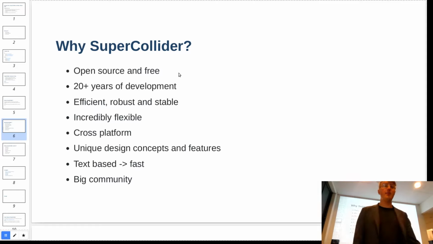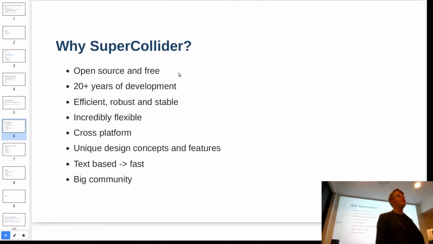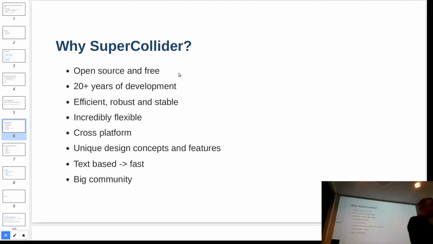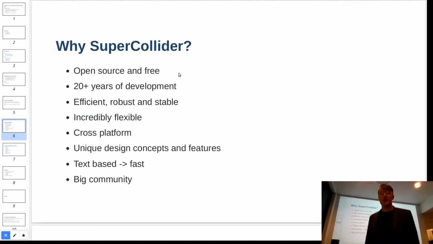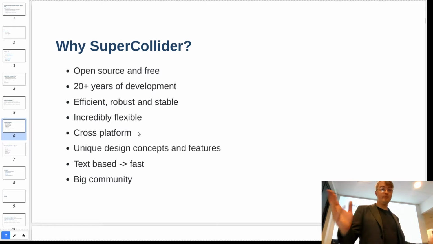SuperCollider is pretty old. So that's another really good thing about it. You could probably argue that it's one of the bad things about it as well, but it's been around for more than 20 years. So people have thought about this for more than 20 years. That's pretty cool. And as a consequence, it's very efficient and robust and stable. So it's very hard to make SuperCollider crash. It's cross-platform, like I mentioned before. It works on all operating systems.